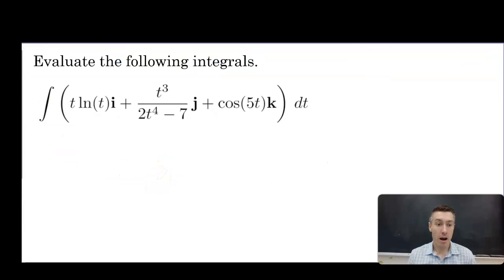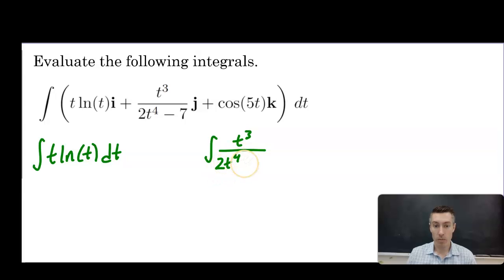All right, evaluate now the integral of t times natural log of t i, plus t cubed over 2t to the fourth minus 7 j, plus cosine of 5t k dt. So they gave us the vector function now in terms of i, j, k as opposed to vector brackets. Again, we can separate out our integrals. So the integral of t times the natural log of t dt, the integral of t cubed over 2t to the fourth minus 7 dt, and the integral of cosine of 5t dt.